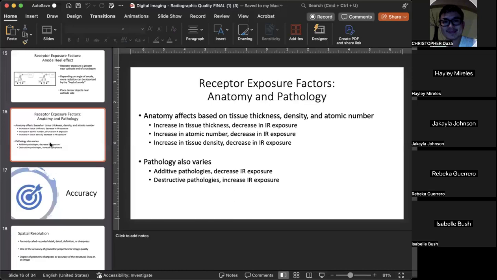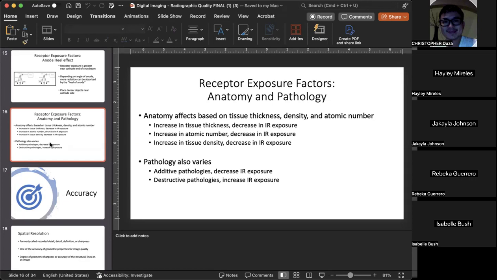Now with pathologies, it's the same. When you have an additive pathology, meaning a pathology that adds to the body. So think about like ascites, which is an accumulation of fluid in the body. Now we're adding a bunch of water to your body. And so that decreases IR exposure because there's a potential that the water causes the X-rays to not make it to our image receptor.